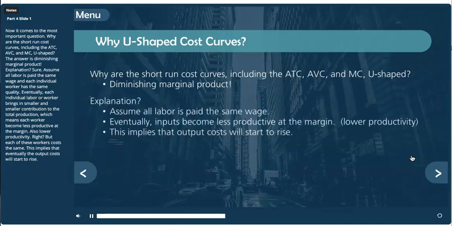Assume all labor is paid the same wage and each individual worker has the same quality. Eventually, each individual worker brings in a smaller and smaller contribution to the total production, which means each worker becomes less productive at the margin. Also lower productivity, right? But each of these workers costs the same. This implies that eventually the output costs will start to rise.